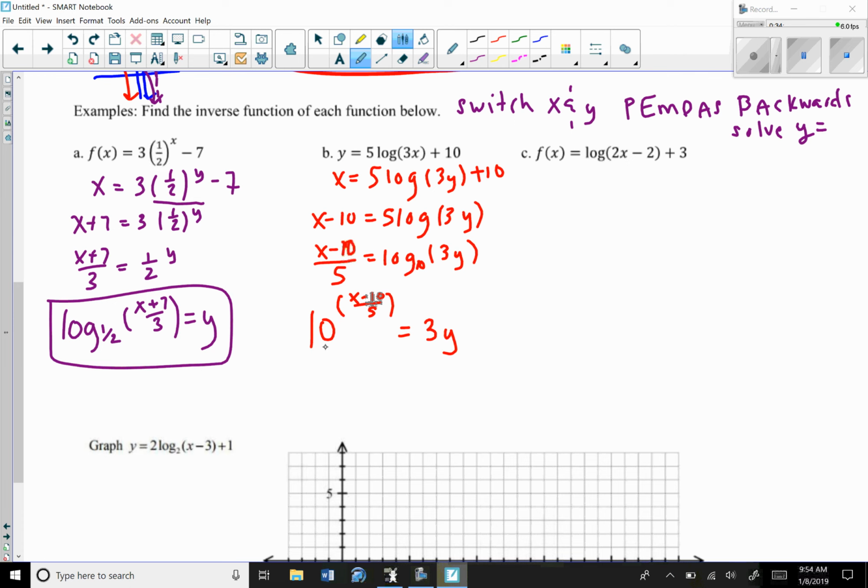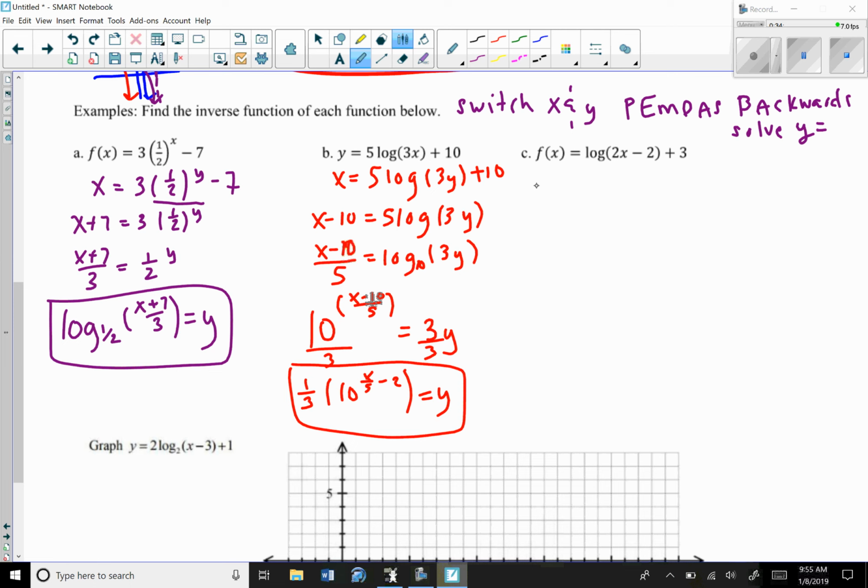If we divide by 3 on both sides, we're really just dividing this portion. We don't divide what's in the exponent, so we can rewrite this as 1/3 instead of 10 to this power over 3. So 1/3 times 10 to the power of, this would be x over 5 minus, and 10 divided by 5 is 2, is equal to y.